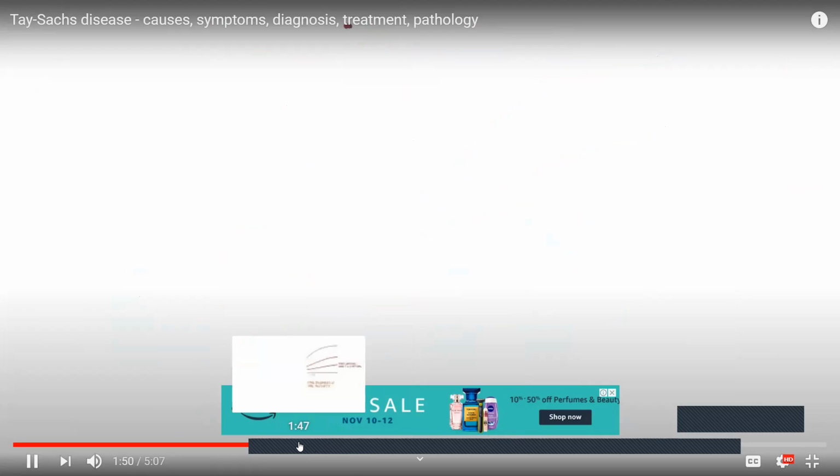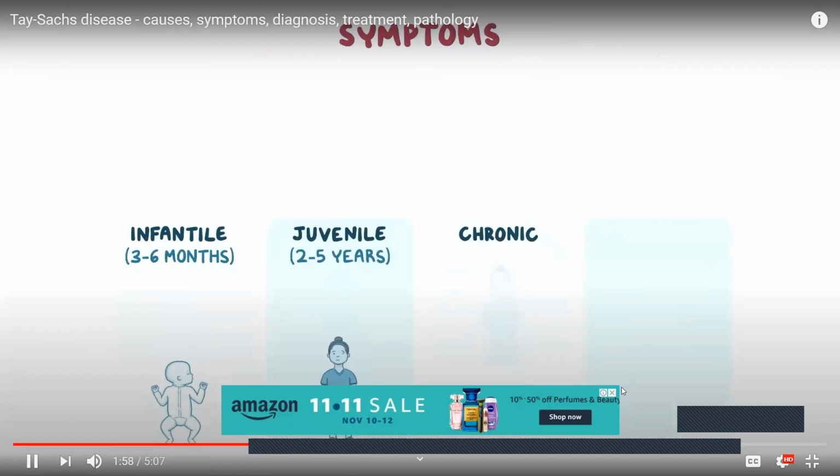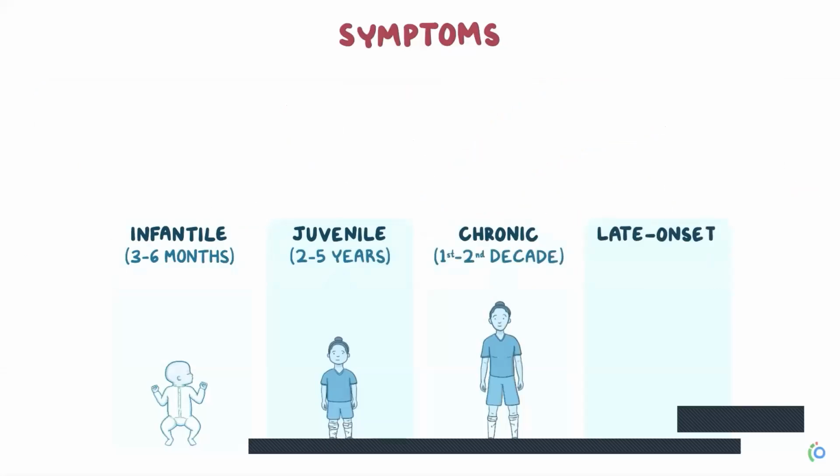Depending on age of onset, TSD can be infantile, with onset at 3 to 6 months, juvenile, with onset at 2 to 5 years, chronic, with onset in the first or second decade of life, and late onset, with the first indication of symptoms in the second to third decade of life.